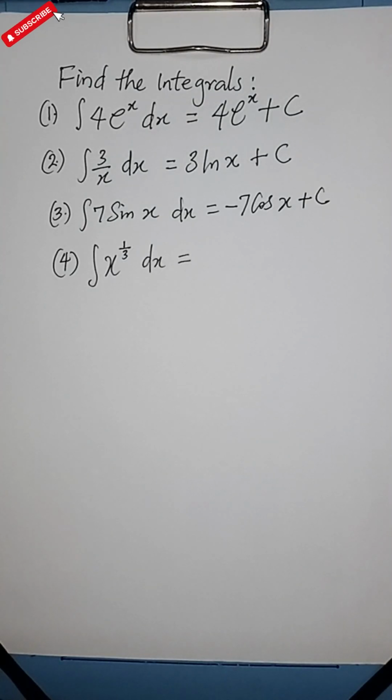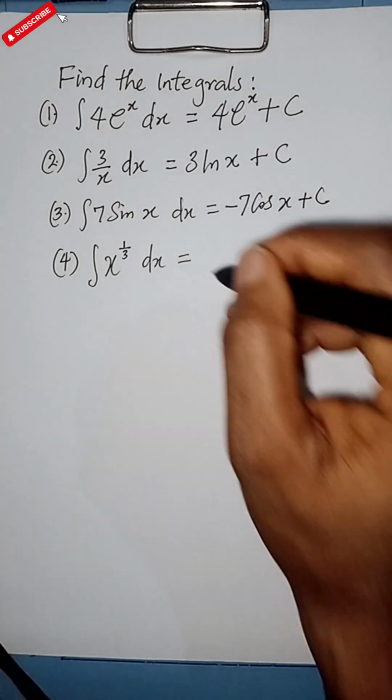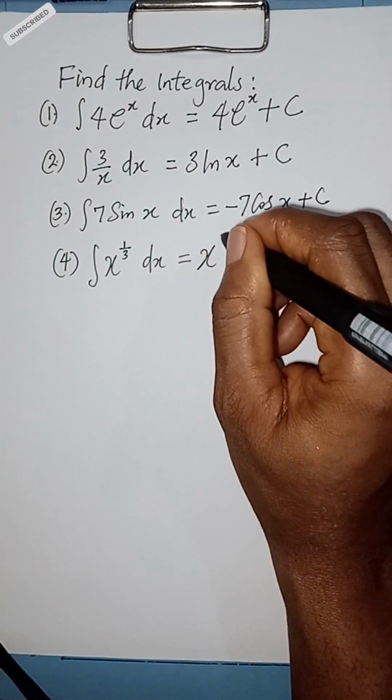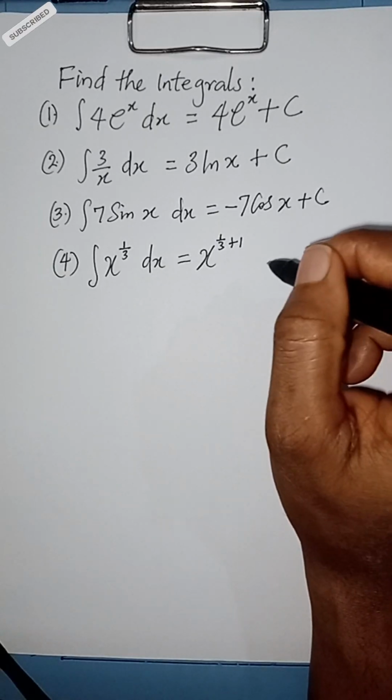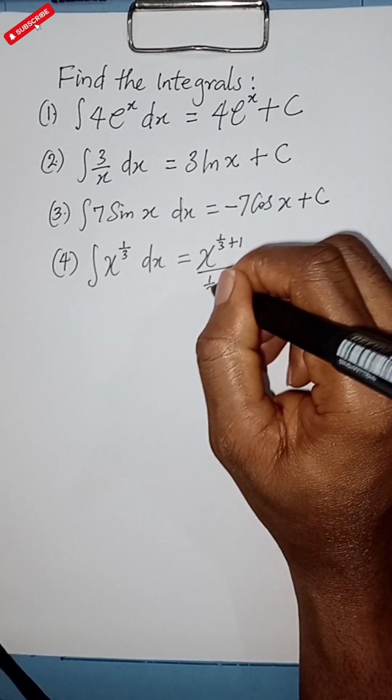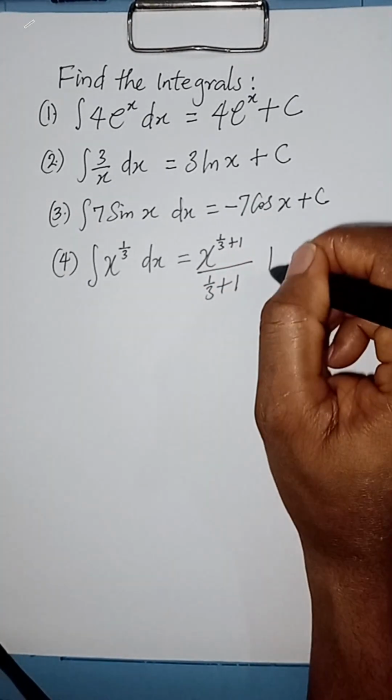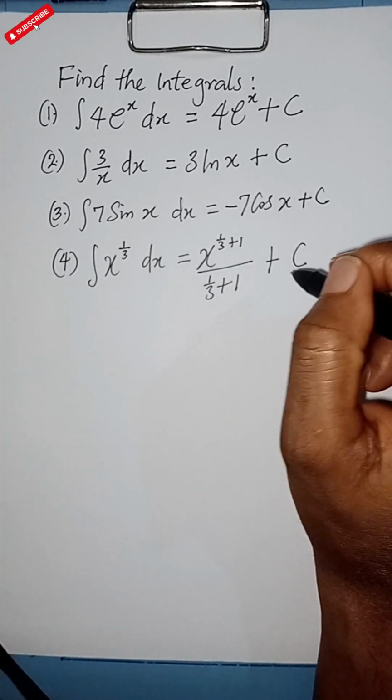Now look at this number 4 question. Integral x raised to power 1 over 3 or 1 divided 3 dx. Now, remember what integration is, increase of power. So this will be x raised to power 1 over 3 plus 1. We'll always increase with 1. Divide 1 over 3 plus 1. That's the same thing then, plus your arbitrary constant.